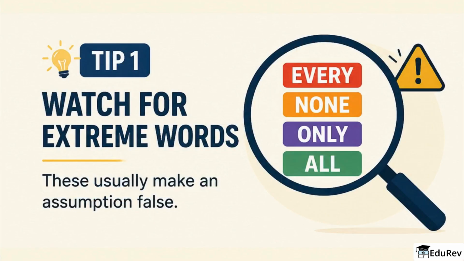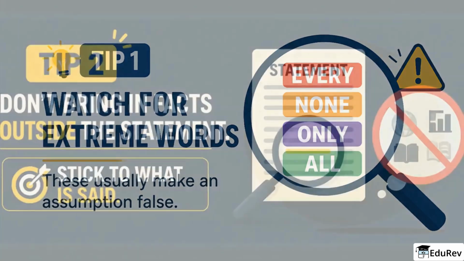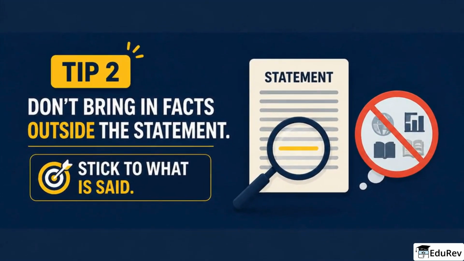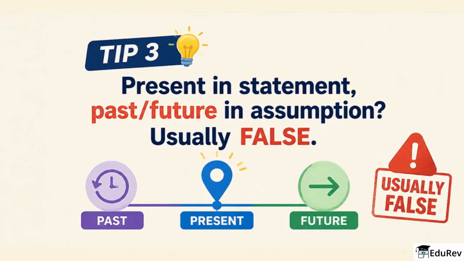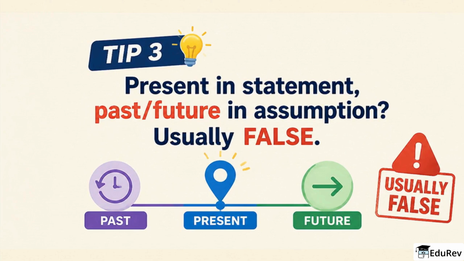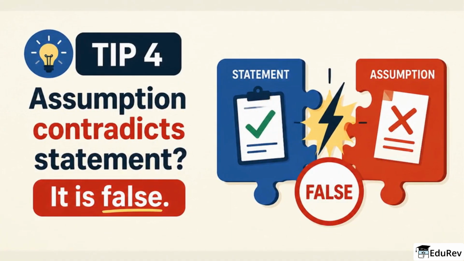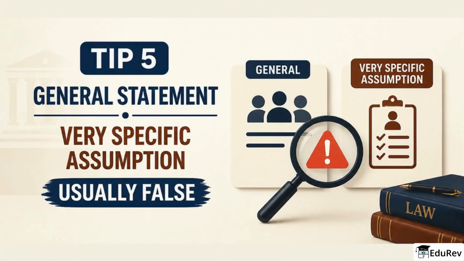Tip 1. Watch for extreme words like every, none, only, or all. These usually make an assumption false. Tip 2. Never bring in facts that are outside the statement. Stick to what is said. Tip 3. If the statement talks about the present, but the assumption talks about past or future, it is usually false. Tip 4. If an assumption contradicts the statement, it is false. Tip 5. If the statement is general and the assumption is very specific, the assumption is usually false.